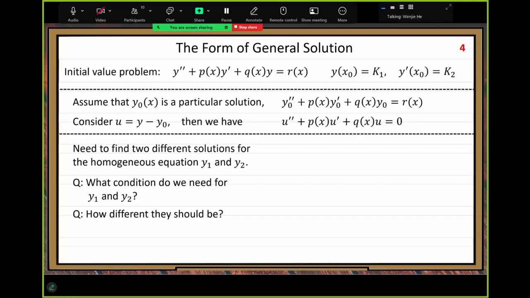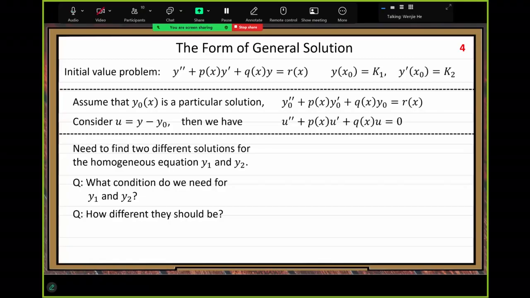Because two functions are different, they could be slightly different, right? They could be significantly different. Slightly different: the shape is the same, you just shift a little bit. The shape is exactly the same. Completely different: the shape of the two functions is completely different.